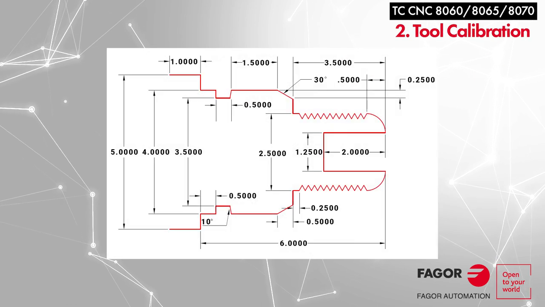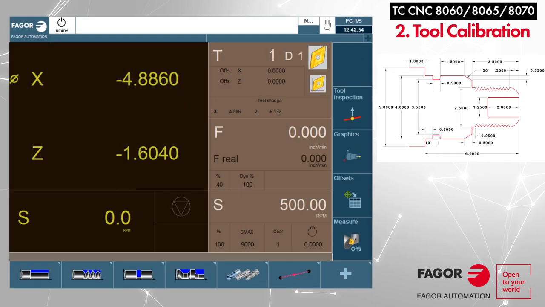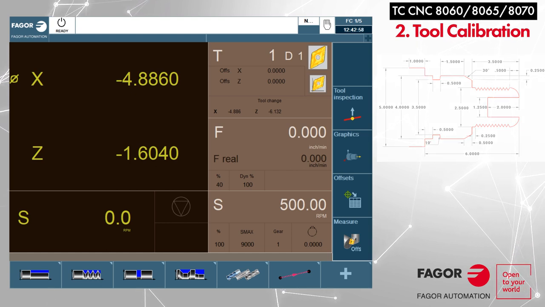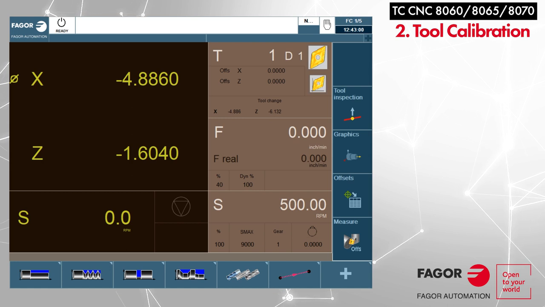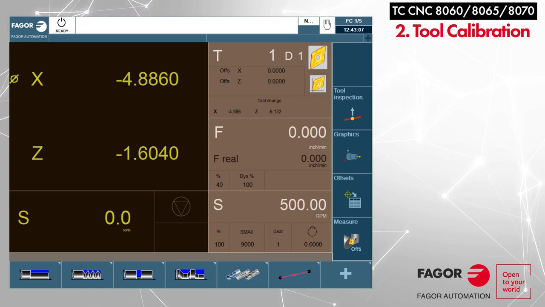We are going to make a part program for the drawing as shown on the screen. This will require 4 tools: outside turning tool, threading tool, grooving tool, and inside turning or boring tool. We are going to use a 1-inch pre-drilled rough part with 5-inch diameter and 8 inches long.